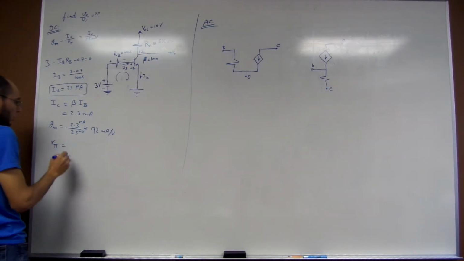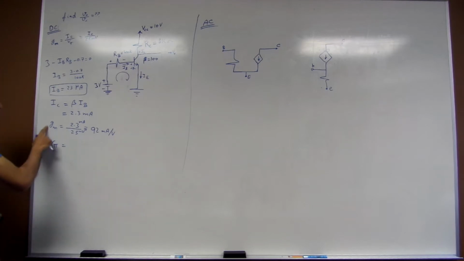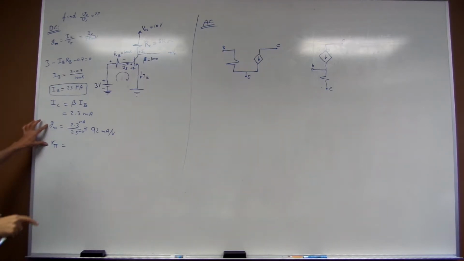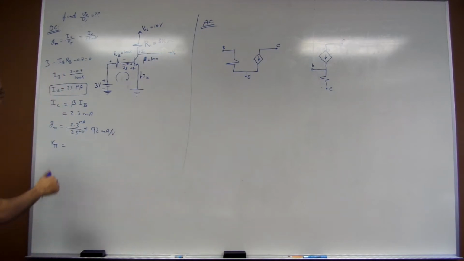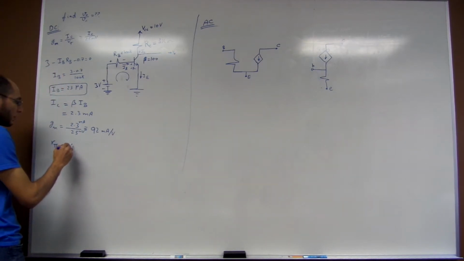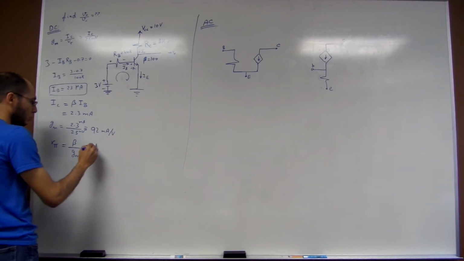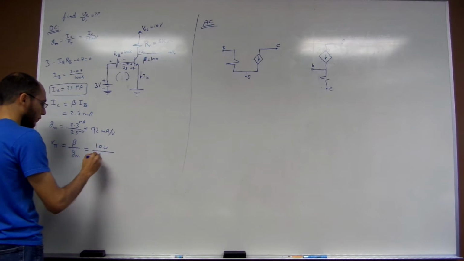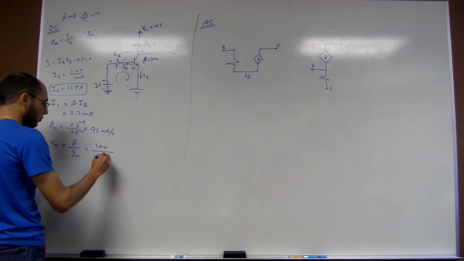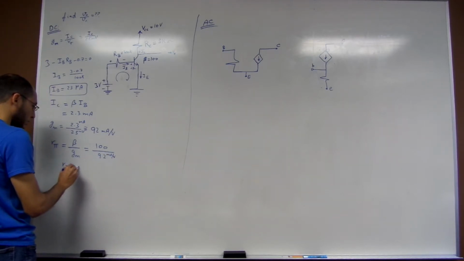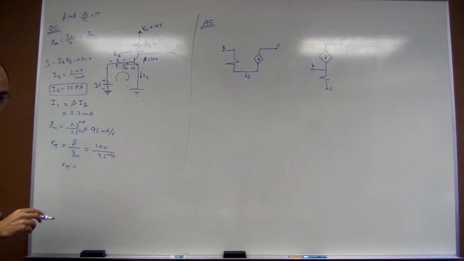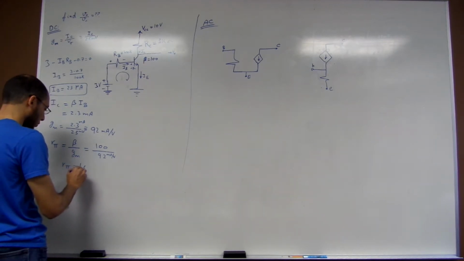And then we calculate the value of r pi. I'm going to tell you what we are going to use in terms of these two values. But these are the DC values that are going to be used in the AC equivalent circuit. What is the value of r pi? r pi is equal to beta over gm, which is equal to 100 over 92 milliampere per volt. So r pi is equal to 1.09 kilo ohms.